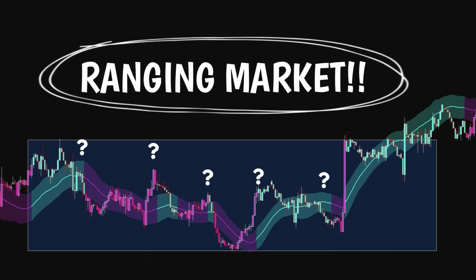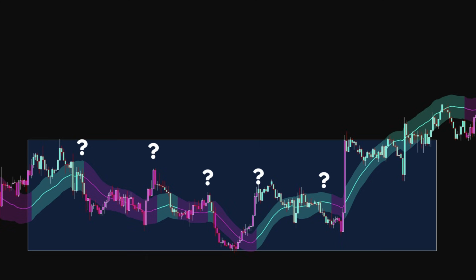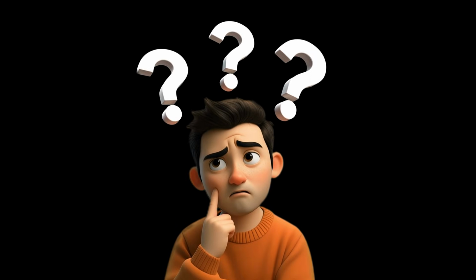So instead of reacting to color changes, we change how we use the indicator entirely. We do not enter trades just because the color flips. That's the mistake most traders make. Instead, we wait for price interaction. We wait for price to actually retest the color band itself. Let me walk you through this on the chart.